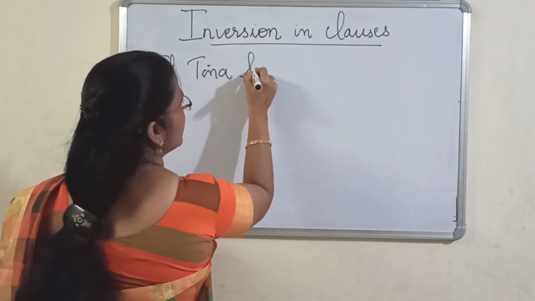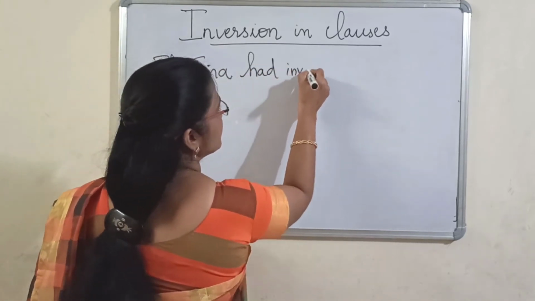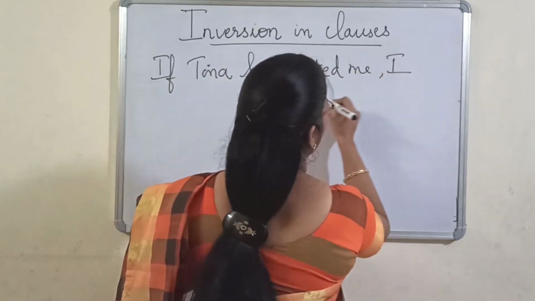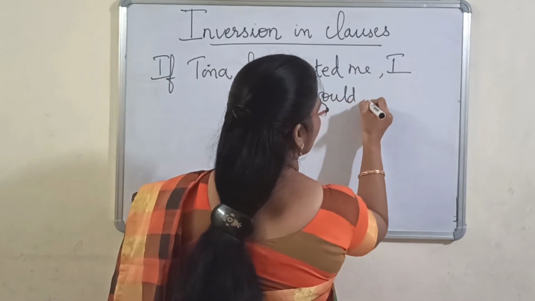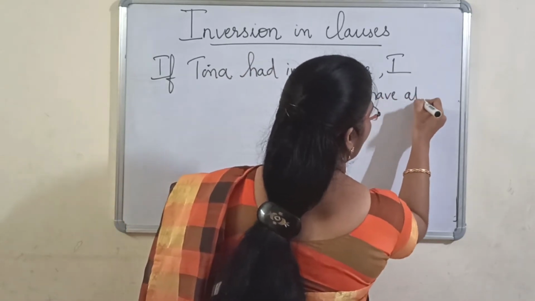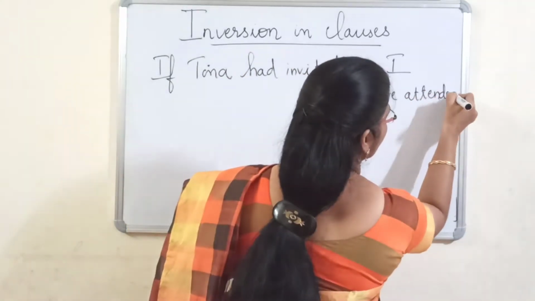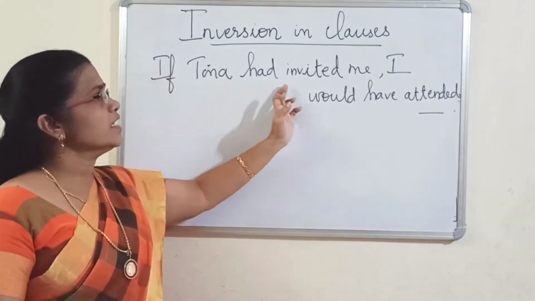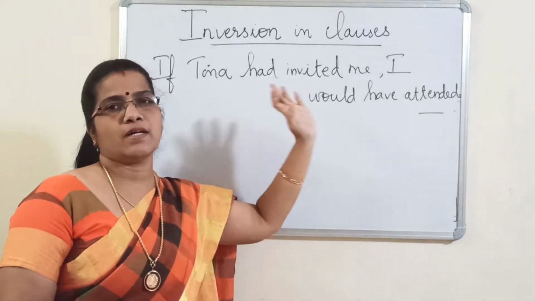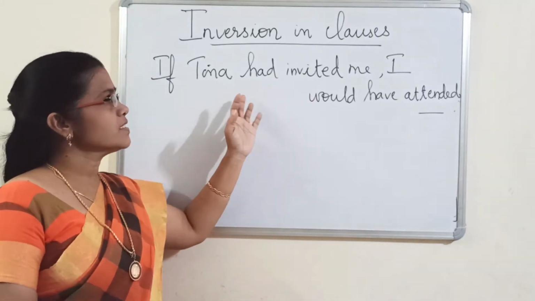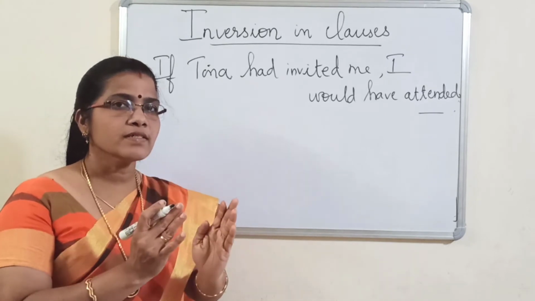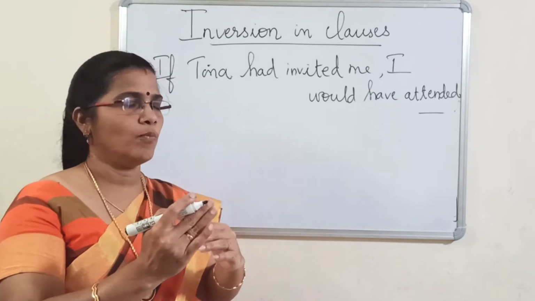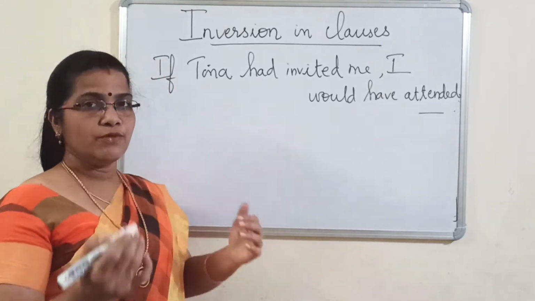If Tina had invited me, I would have attended the party. Now look at the sentence. This can be rewritten without changing its meaning, in other words, in another form. How can I do it? I can make an inversion here.